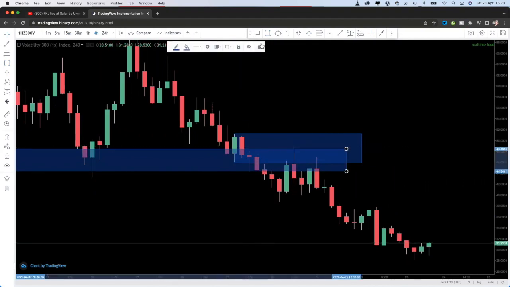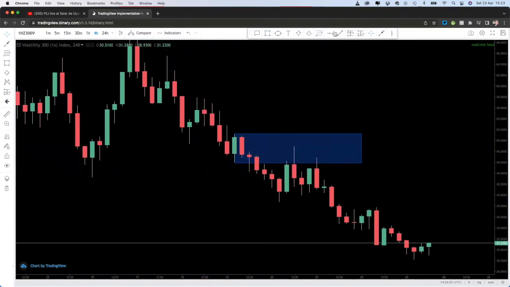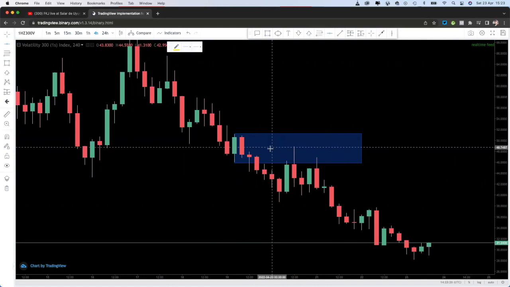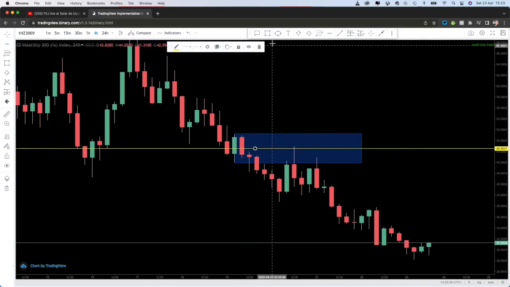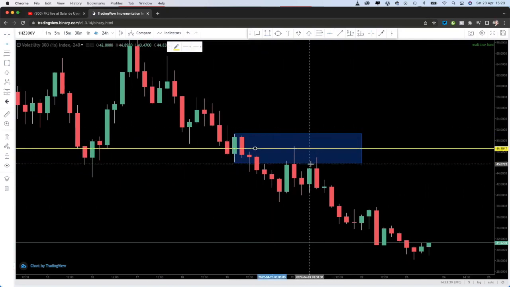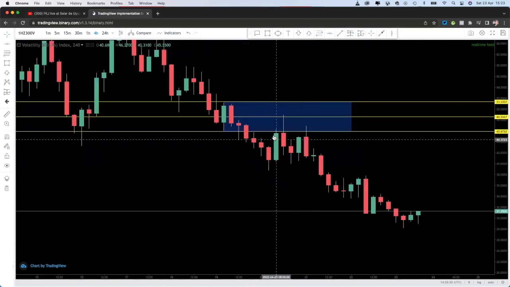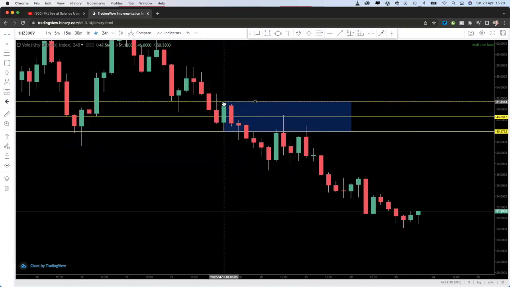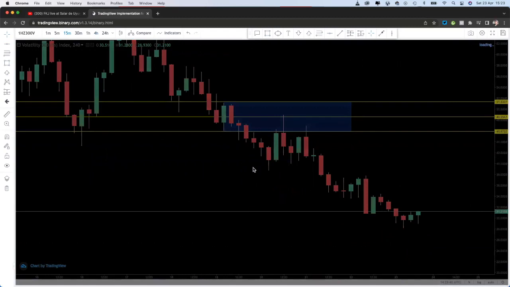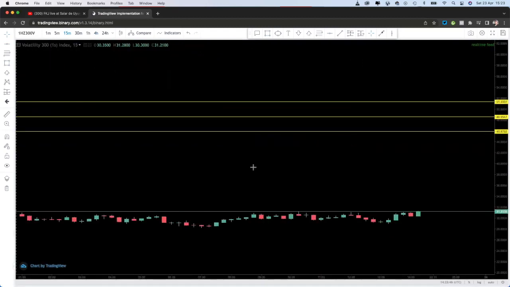We got our order block, and you can place your 0%, 50%, and 100%. So remember, you've got your order block, impulse move, mitigation. You move to the lower time frame, 15 minutes. When I find the order block on the 4 hour, I always go to the 15 minutes for entry.